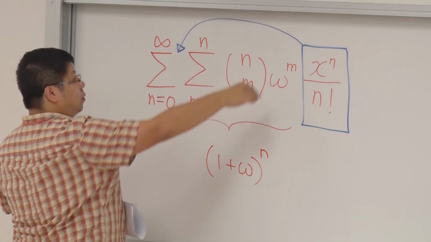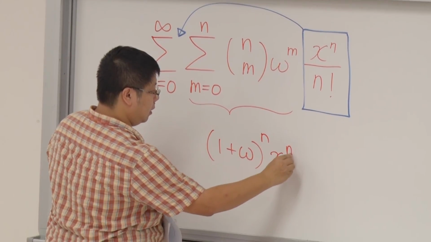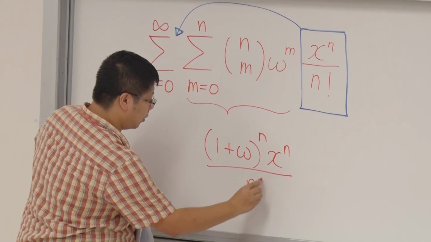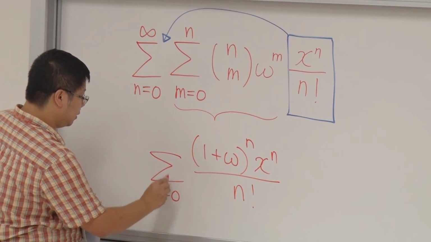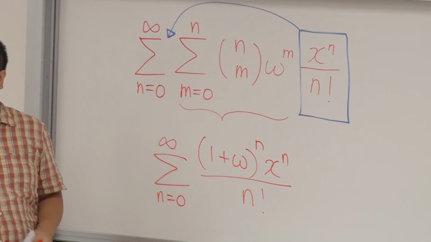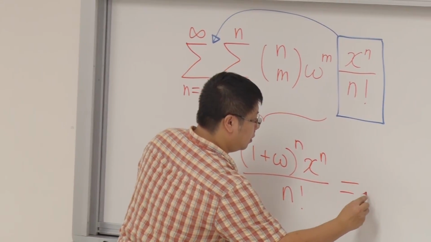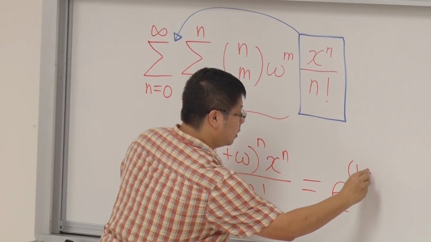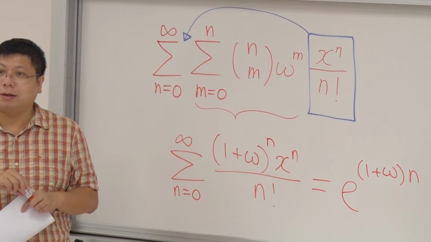So we have this term, 1 plus omega to the power n. We have x to the power n divided by n factorial. We want to sum everything from n is 0 up to infinity, right? So this is exactly equal to e to the power (1 plus omega) x. Okay, so this is another way.